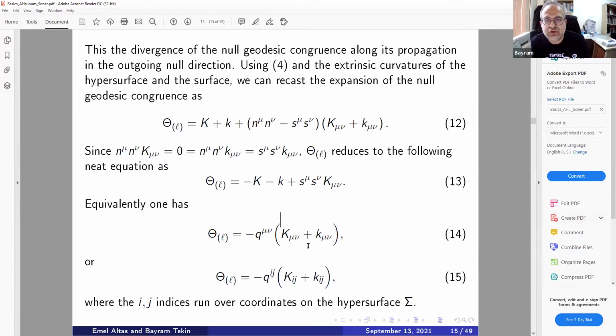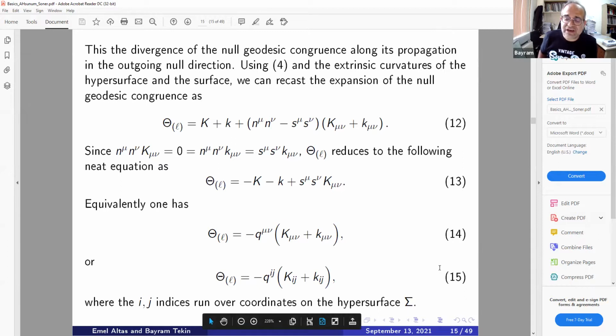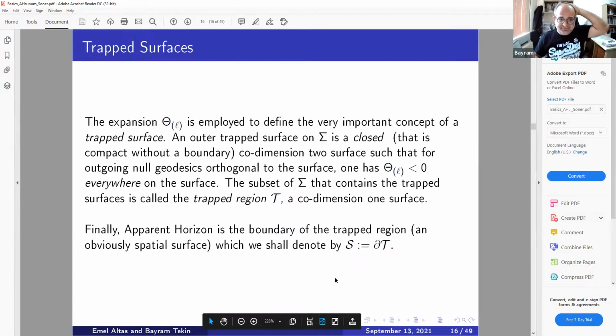Now, using our earlier definition of extrinsic curvatures, we can express this expansion in terms of purely extrinsic curvatures. That's why I defined that. So forget about equations 12, 13, and 14. Go to equation 15. Essentially, the divergence of the null geodesic congruence is given by 15, where i, j are space-like indices, okay?